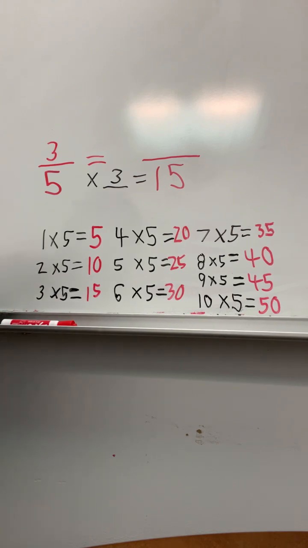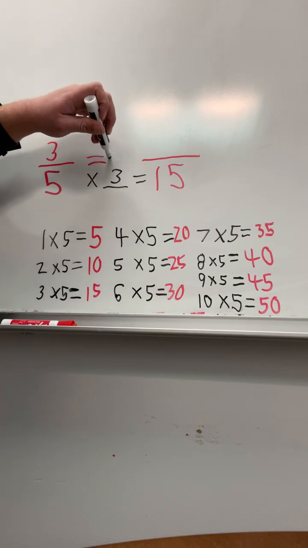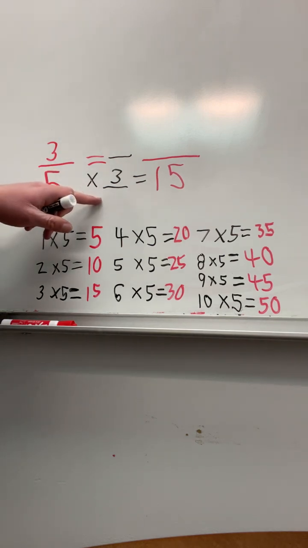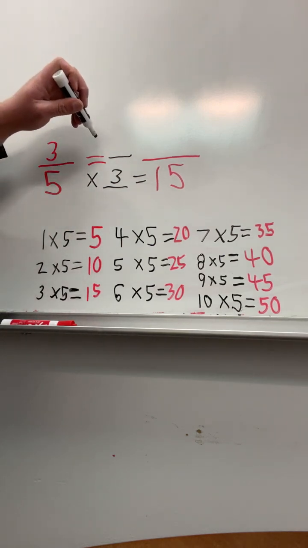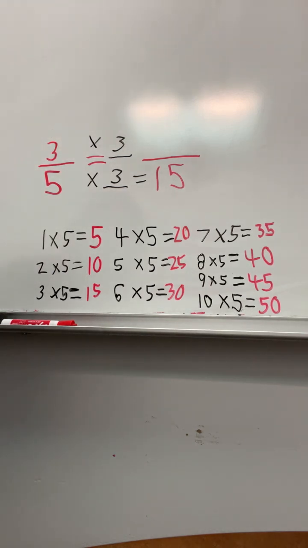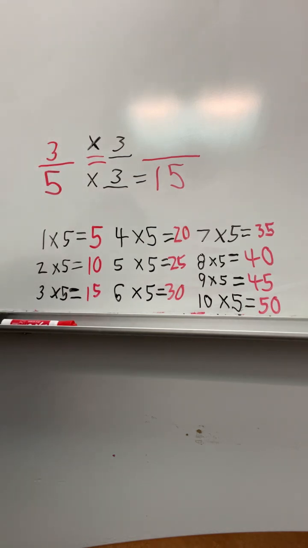Now, when we convert fractions, what we do to the denominator, we have to do the same thing to the numerator. So whatever we multiply the denominator by, we have to multiply the numerator by that same number. So since we multiplied the denominator by 3, we need to multiply the numerator by 3 also. So we need to multiply 3 times 3.